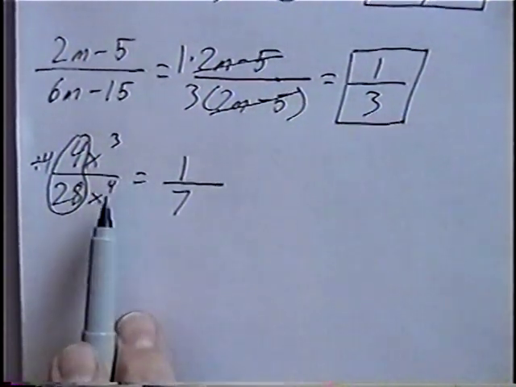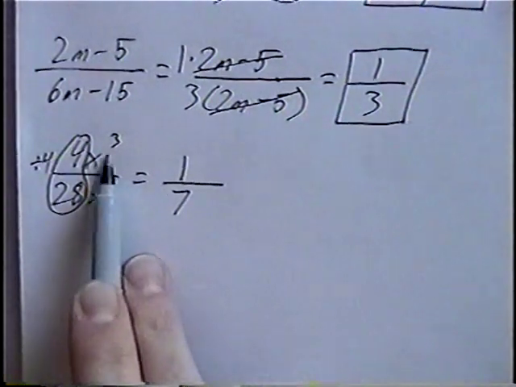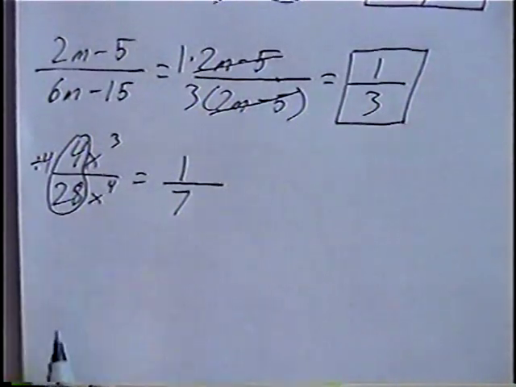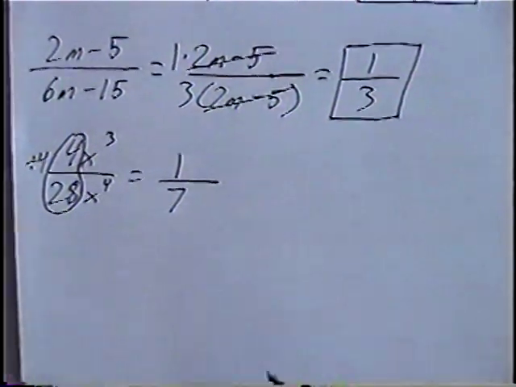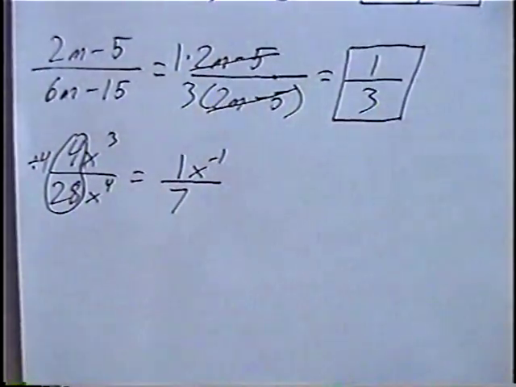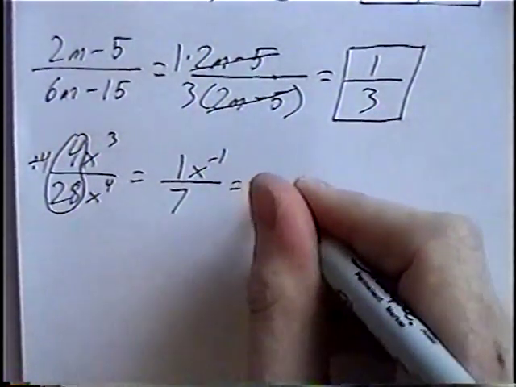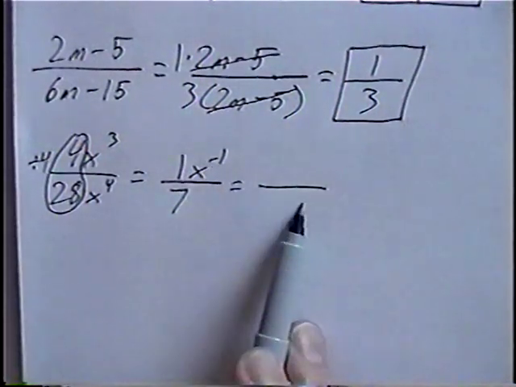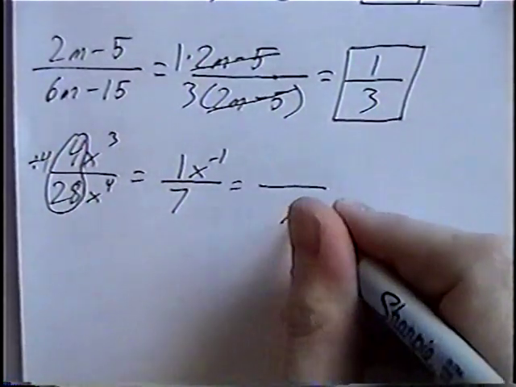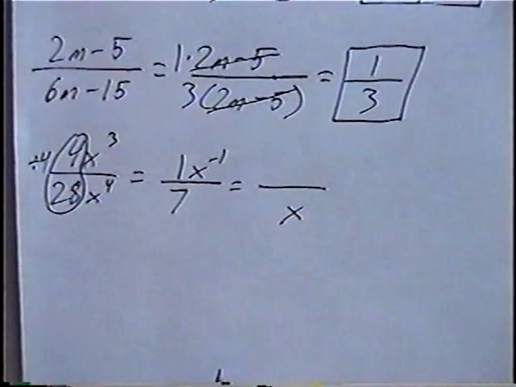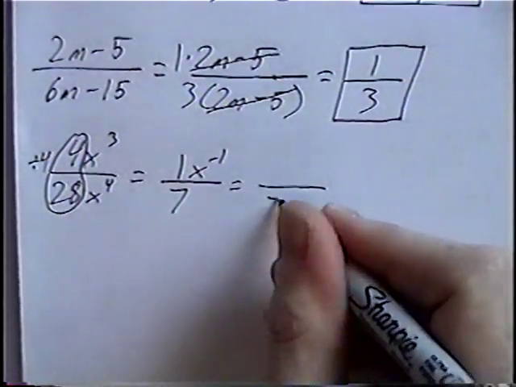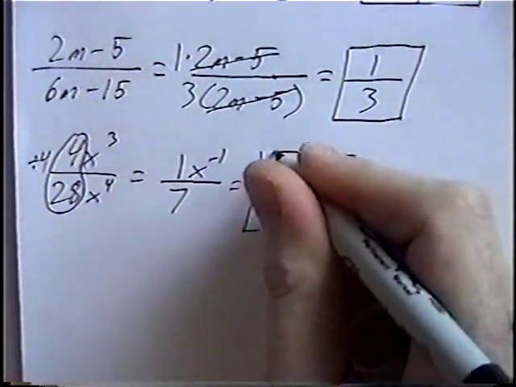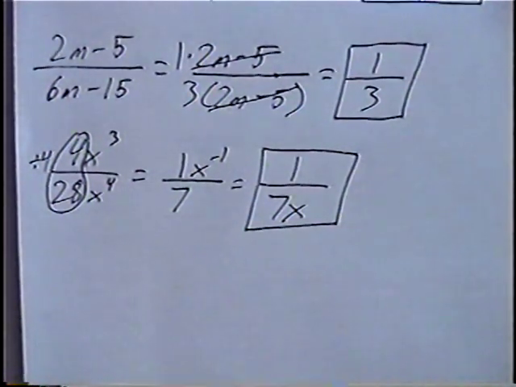If you remember exponents, we subtract when we divide. X to the third divided by x to the fourth, subtract the exponents. 3 minus 4 would be negative 1. And also, if you remember from exponents, when you have a negative exponent, we can move that term to the bottom of the fraction and make it a positive x to the 1. The 7 would stay the same. The 1 would come over. And your final answer, 1 over 7x.